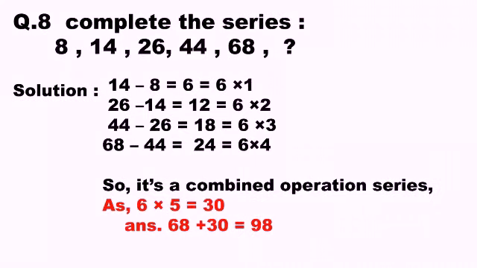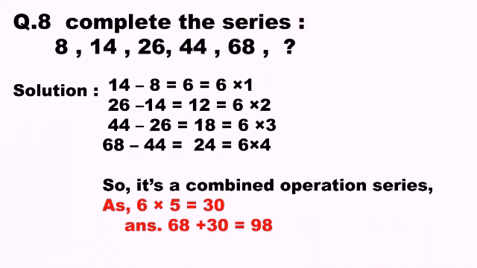See the 8th question. Complete the series: 8, 14, 26, 44, 68, question mark. Here also we need to check whether it is an increasing series or a decreasing series. It's an increasing series. How do you know that? Because the second term is more than the first term, the third term is more than the second term, the fourth term is more than the third term. Like this it is going on.